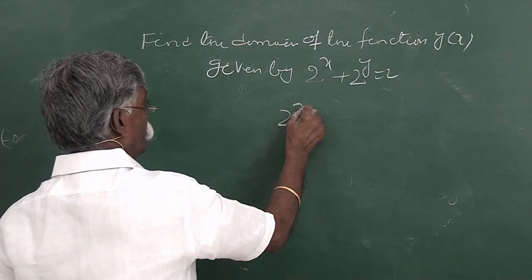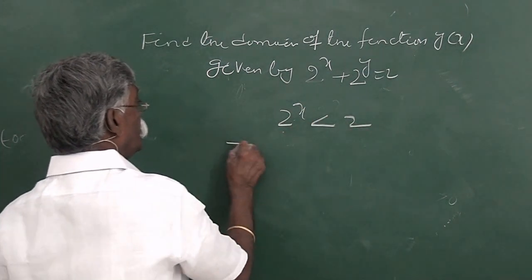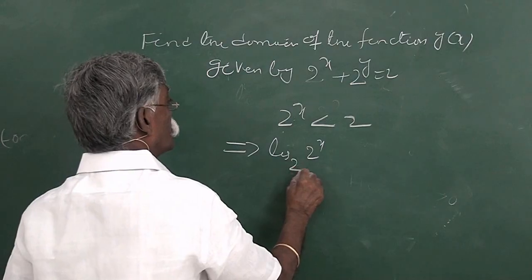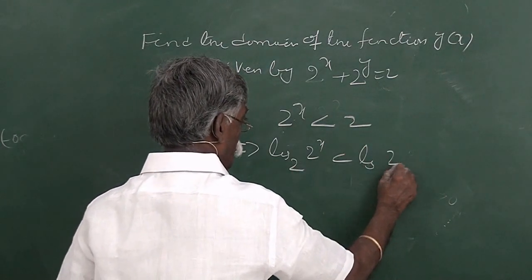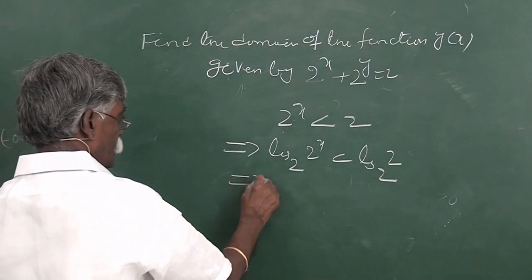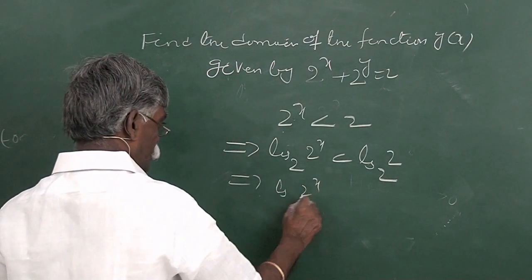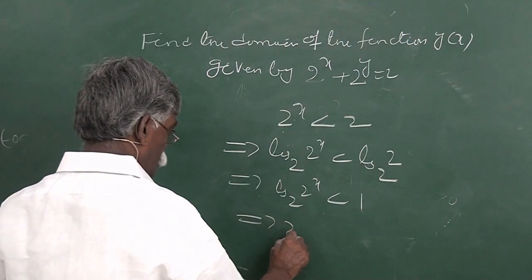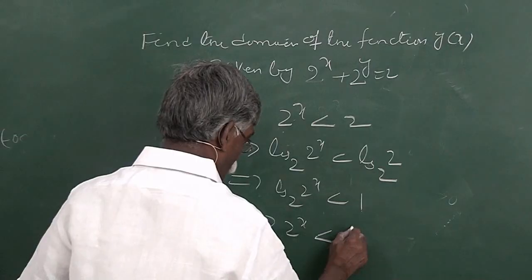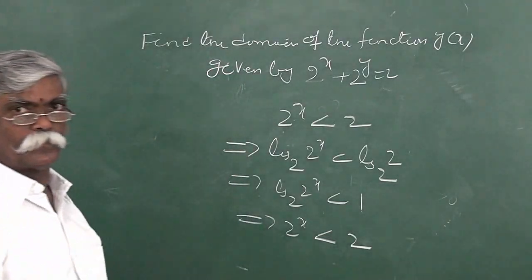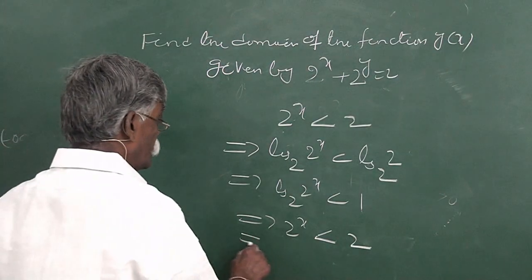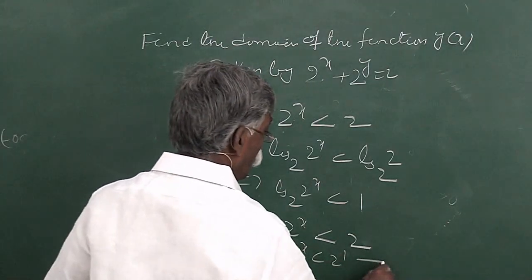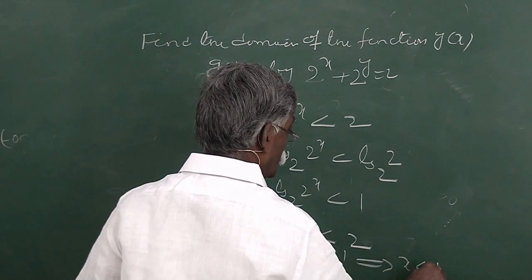Now 2 power x is less than 2 implies log of 2 power x to the base 2 is less than log 2 base 2. This implies log of 2 power x to the base 2 is less than 1. This implies 2 power x is less than 2. This implies 2 power x is less than 2 power 1. So finally this implies x is less than 1.